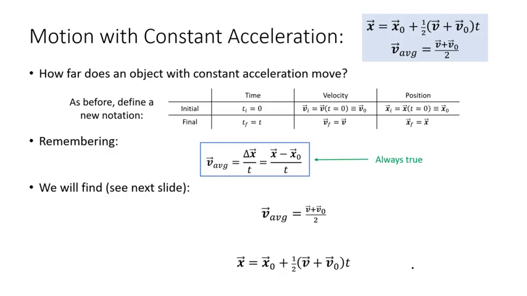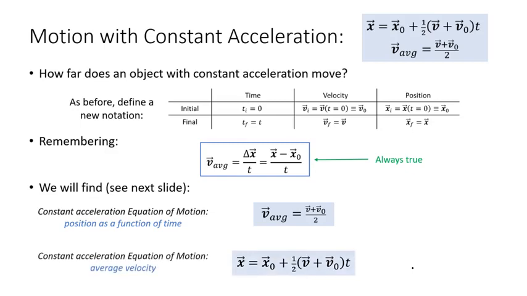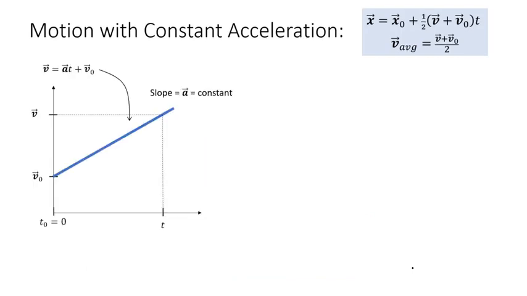All right, and so on the next slide, I'm going to derive the next 2 equations of motion for constant acceleration. V average is equal to V plus V naught divided by 2. So this relates the average velocity to the instantaneous velocity at the beginning and the end of my time frame. And then we're also going to derive this equation of motion: X equals X naught plus 1/2 (V plus V naught) times T. Okay, and both of these are only true when we have constant acceleration. So let's see where those two boxed equations at the top of the slide come from.